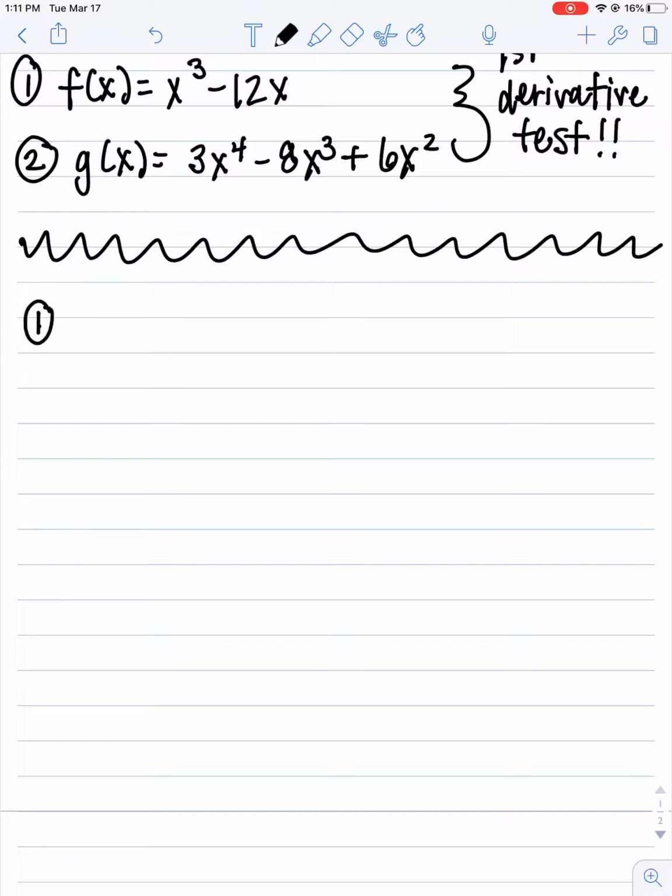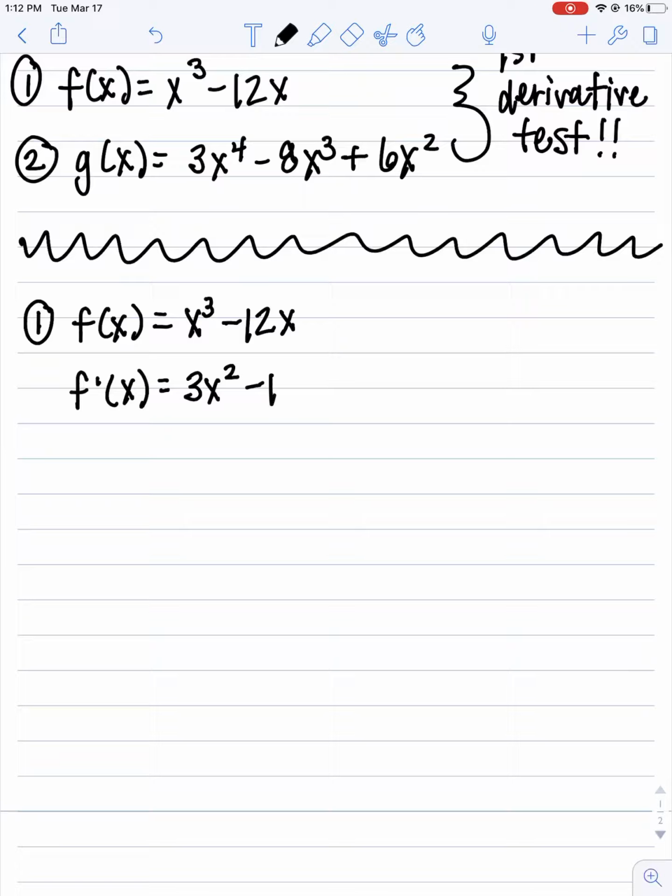If I take a look at number 1, f of x equals x cubed minus 12x. And hopefully by now, if you're watching this video, you know you need to take the first derivative. The derivative of x cubed is 3x squared. The derivative of negative 12x is just negative 12. And then you take that first derivative and you set it equal to 0. This one's quadratic, so you could factor it, but I realize, hey, this one's easy to solve. We'll just add 12.